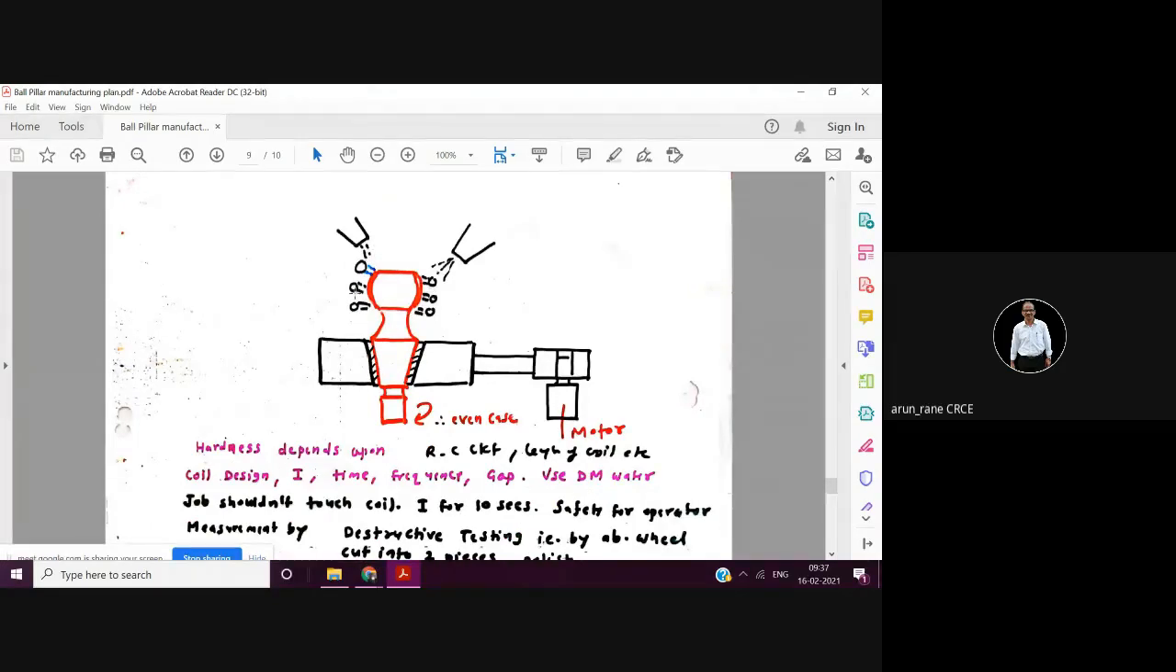Now, what is this coil? In this coil, the current is sent, or the voltage is sent, and of course, alternating current. And because of the alternating current, that is electromagnetic induction, the eddy currents. So this induction hardening or this surface hardening is based on the principle of electromagnetic induction. So wherever the hardening is required, that much surface has to be exposed to the electric current, right?